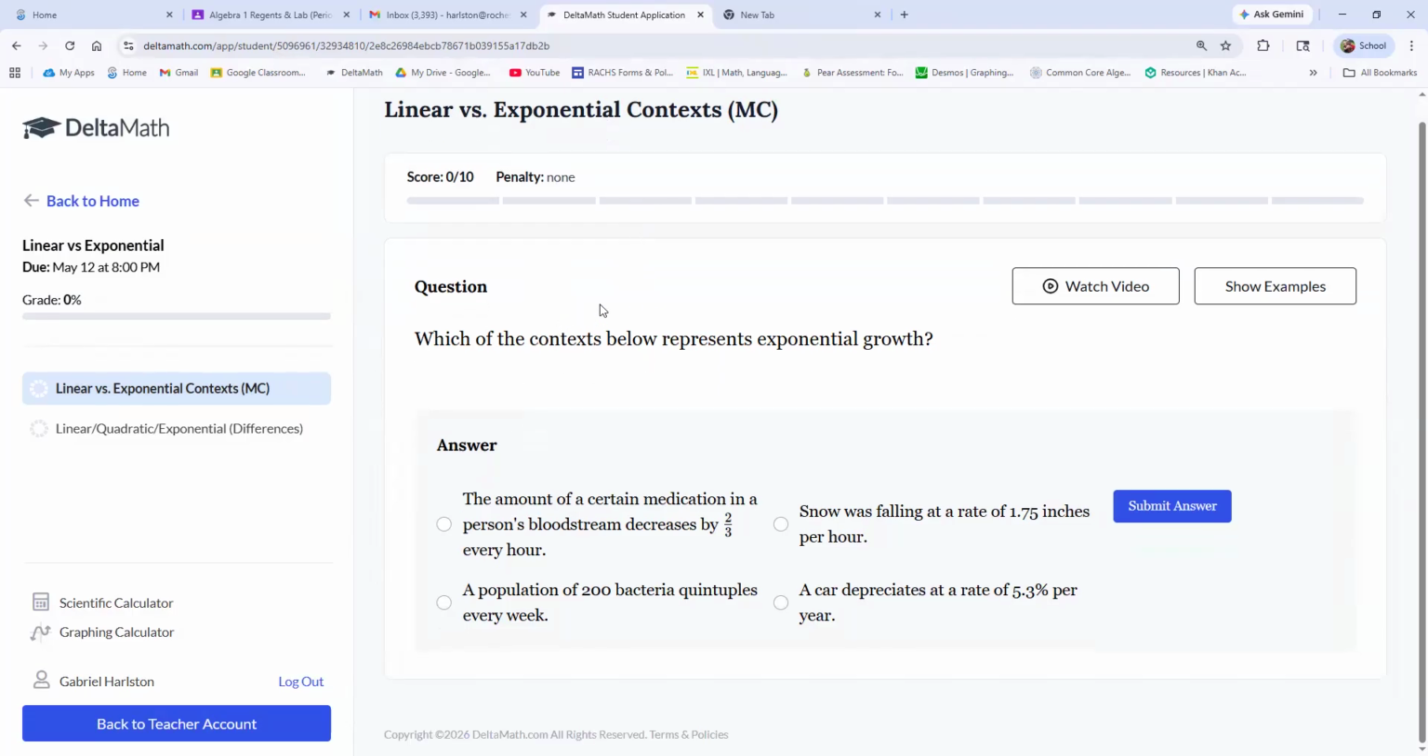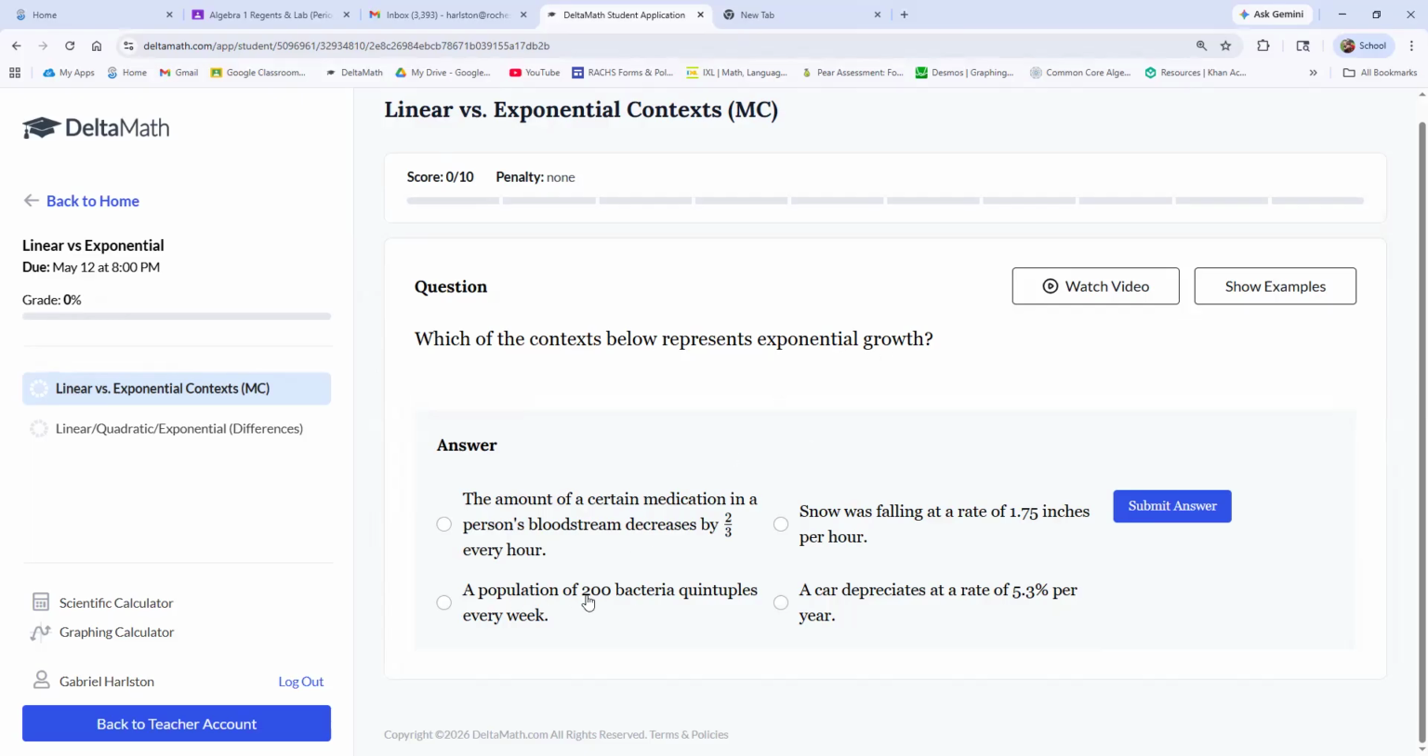The first kind of questions are basically asking you to be able to tell the difference between linear and exponential based on words. So, for example, this one says, which one of these represents exponential growth? Now, this one is actually exponential, but it's decreasing. It's saying it's decreasing by 2/3. So if it's a fraction, if it's percent, then that represents exponential. So this one is exponential, but it's going down, and they want exponential growth.